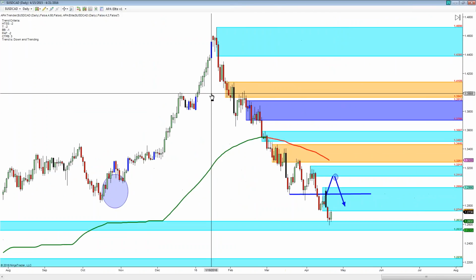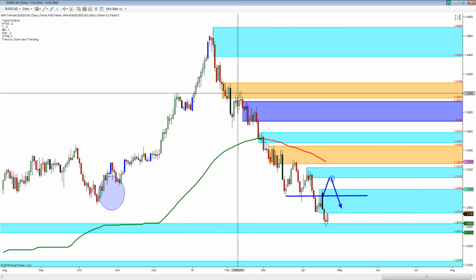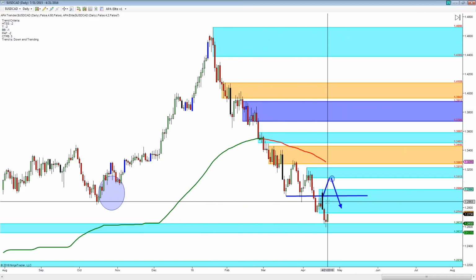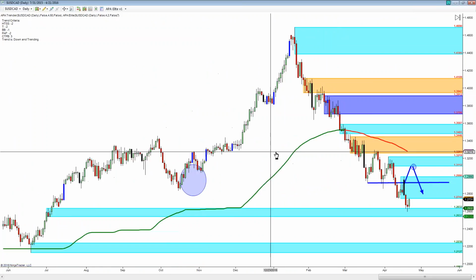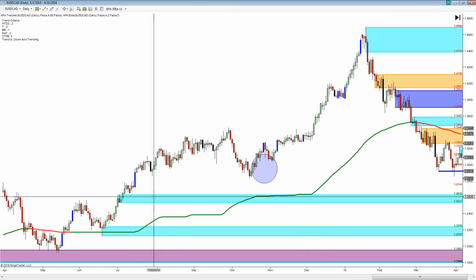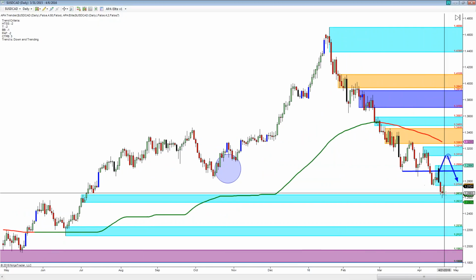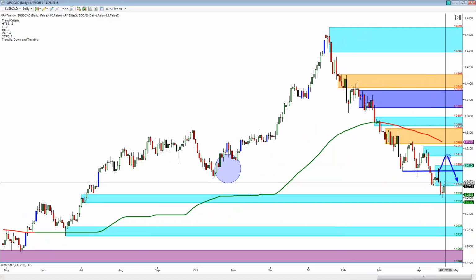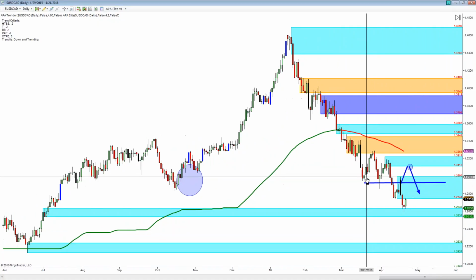Alright, here on the daily you can see this thing's just been a nice downtrend, trending down. Here we are. Oh, that's why we got a little reaction up. This daily demand, getting a reaction from it. So I expect this to get back up into this daily supply zone.